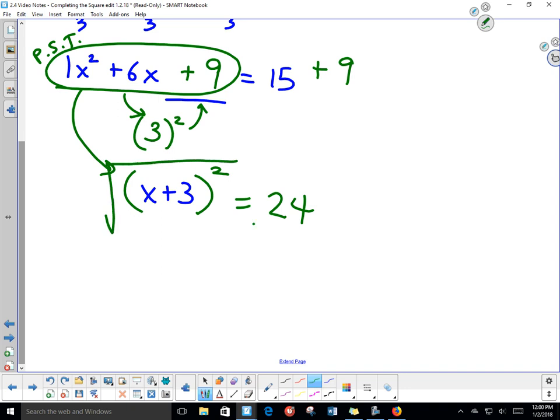Taking the square root of both sides. Don't forget you need that plus or minus. The square rooting and the squaring are canceling each other out. So we get x plus 3 equals plus or minus the square root of 24.